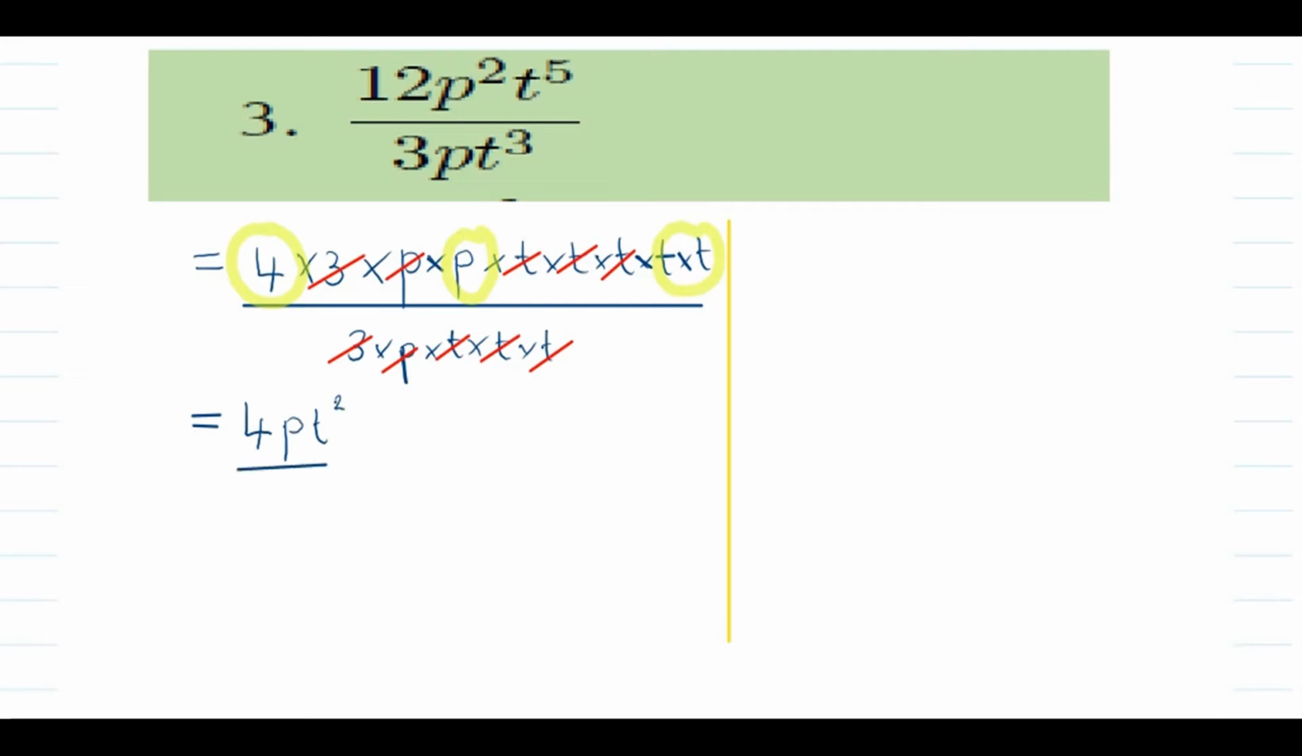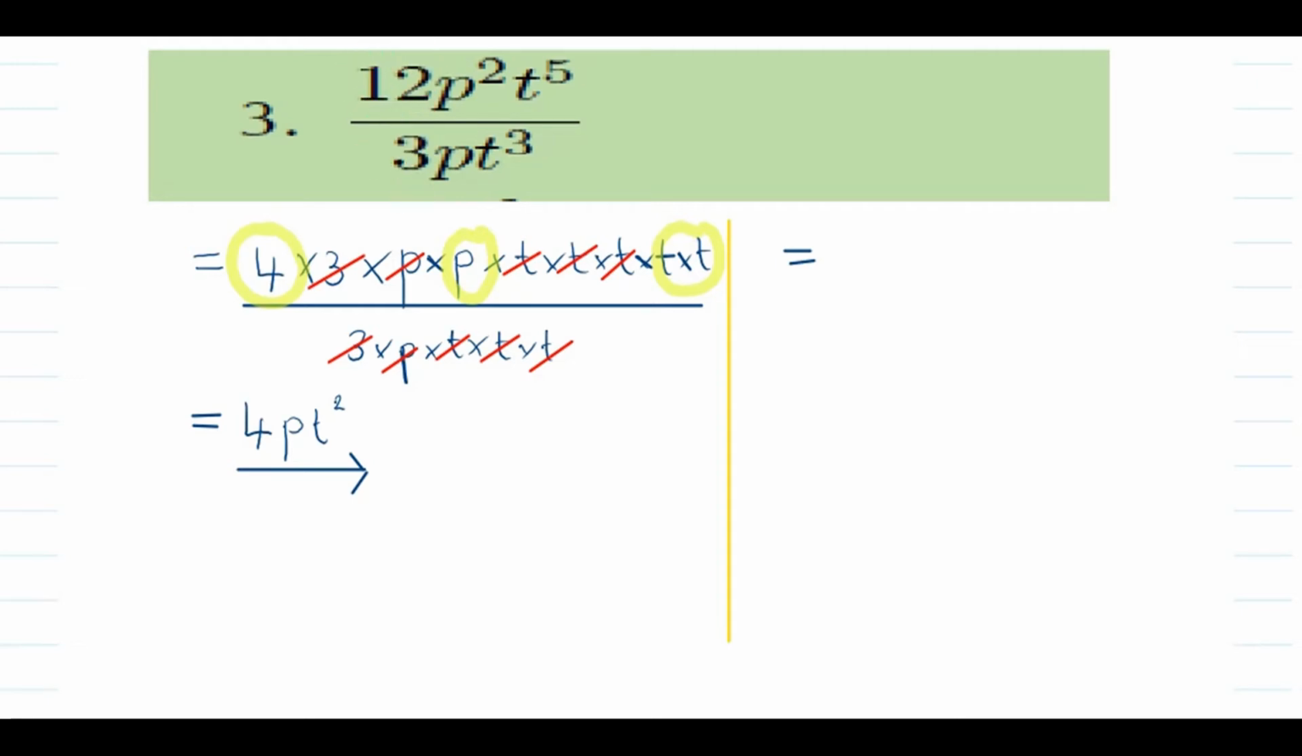If you don't like this method, you can also use this other method, where we first start off by dealing with our coefficients. Our coefficients are the 12 and the 3. 3 goes into itself how many times?